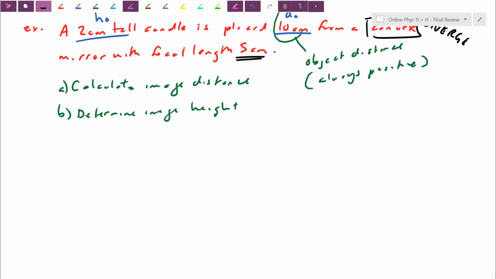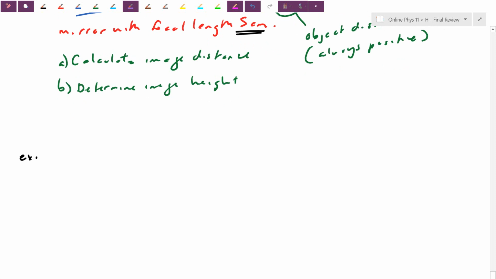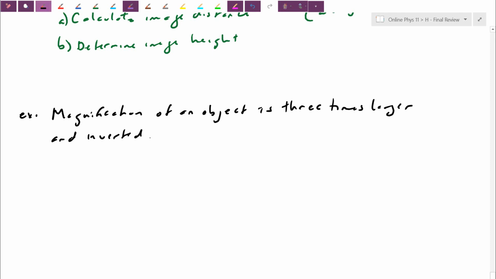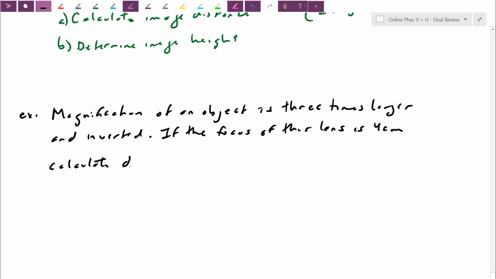I'm going to give you an example of a lens problem here. Let's say the magnification of an object is 3 times larger and inverted, meaning it's upside down. What I want you to find for me here is, if the focus of this lens is 4 centimeters, calculate the D naught. Calculate how far from the object I am so that my image is 3 times bigger and inverted. I'm specifying we're talking about a lens, and that the focus is 4 centimeters.